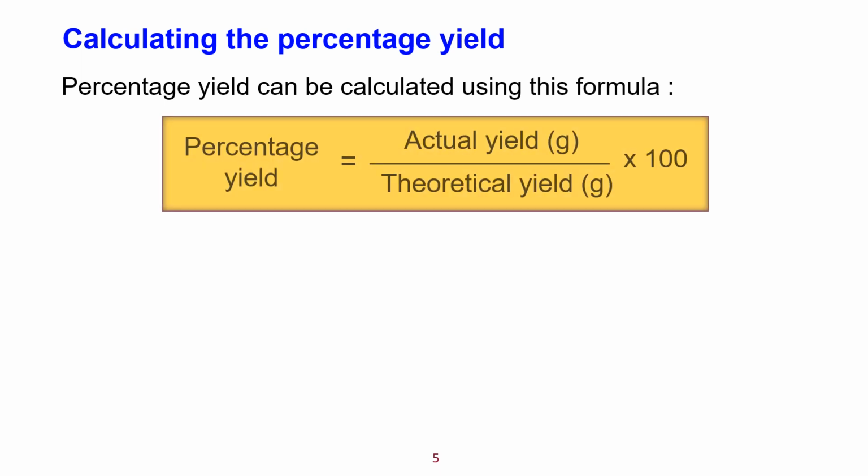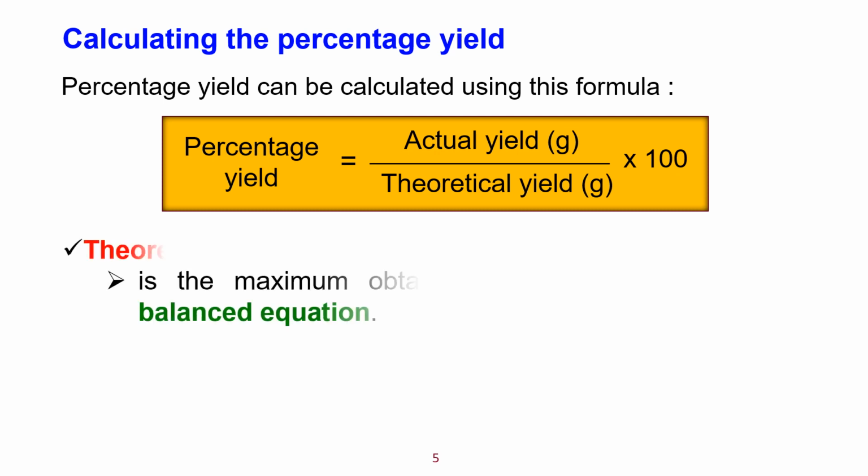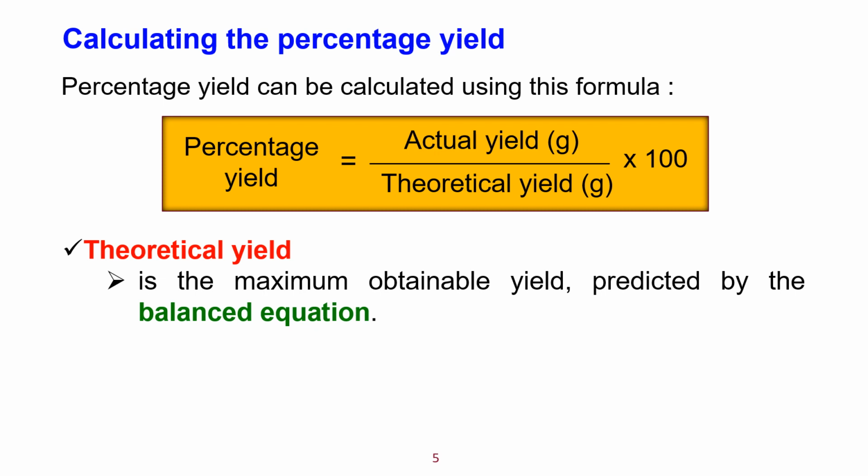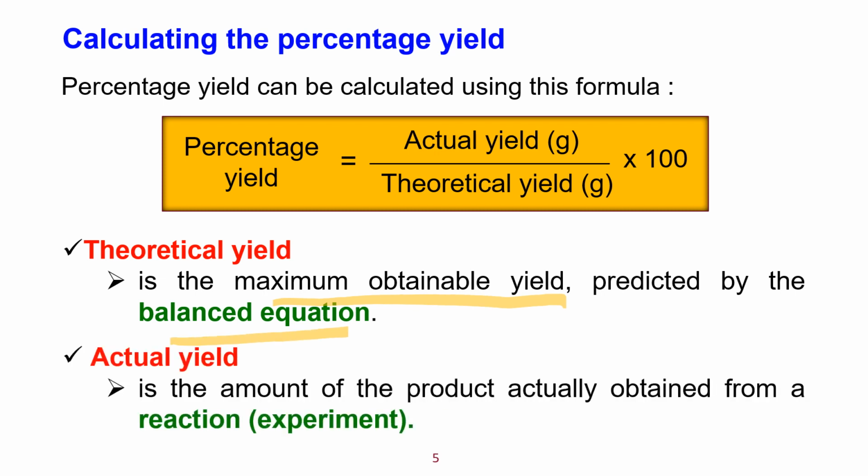To determine the percentage yield, we can calculate by using this formula. Percentage yield equals actual yield in grams divided by theoretical yield in grams, multiplied by 100%. The theoretical yield is the maximum obtainable yield, which can be predicted by the balanced equation. The actual yield is the amount of the product actually obtained from the reaction or the experiment.